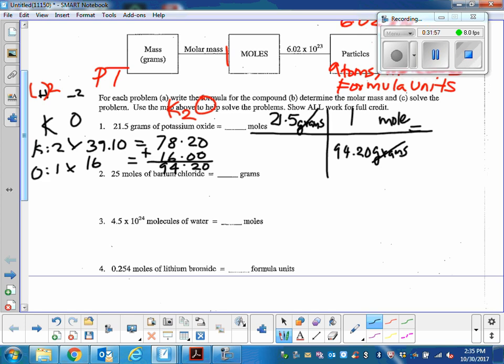Now what is my math, guys? 21.5 divided by 94, times 1, so times 1 is going to be the same number. What is the answer? And how many significant figures? 3. Very good. What is the answer? 0.228. What is the unit? Moles. There you go.